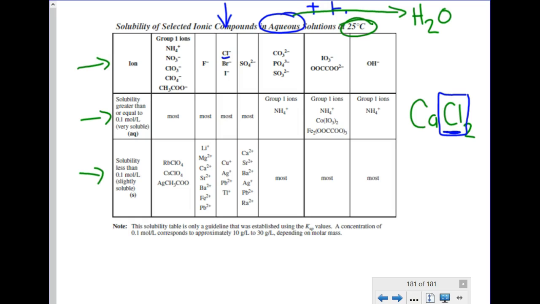Then I have 2 rows to choose from. I have solubility greater than or equal to 0.1 moles per liter. What's important is right here. It's very soluble, which means that when you write out the compound formula, it gets the AQ behind as a symbol.